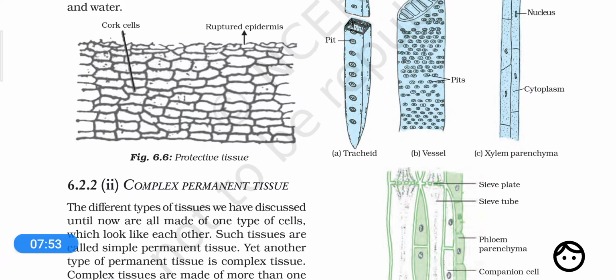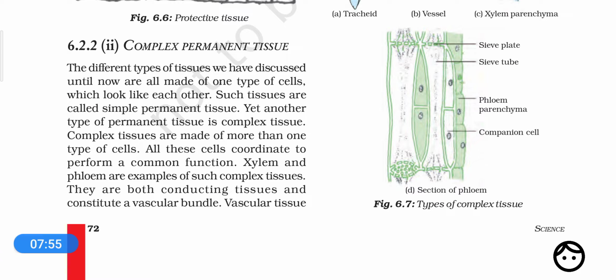Now let's talk about complex tissues. Complex tissues are composed of many types of cells, and there are two examples. One is xylem and other is phloem. Both of them conduct the materials. Xylem conducts water and phloem conducts food, and because of this, the xylem and phloem are called conducting tissues or vascular tissues.